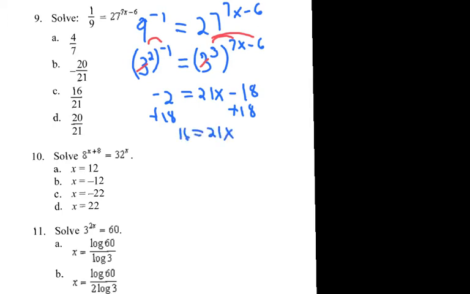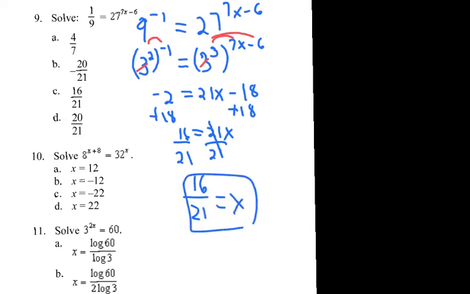And finally, now we divide by 21. And finally, the answer is right here. Make sure that if you have a fraction, you always try to reduce. You want to simplify. 16 over 21 cannot be simplified, so the answer is C.